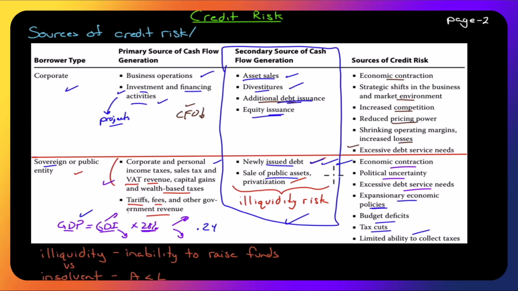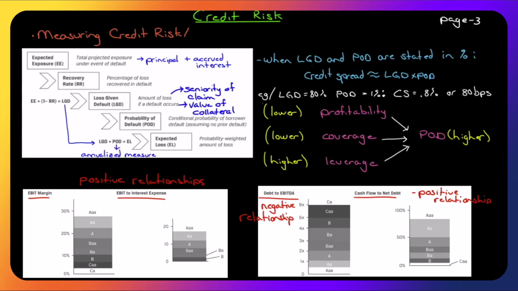In times of market stress, it is sometimes difficult to come to market with an equity offering or a debt offering, and it becomes even more difficult to sell assets for their fair value. So illiquidity is the inability to raise funds. That we can contrast with insolvency, which is a case where your assets are less than your liabilities. Okay, let's have a look at how we measure credit risk.